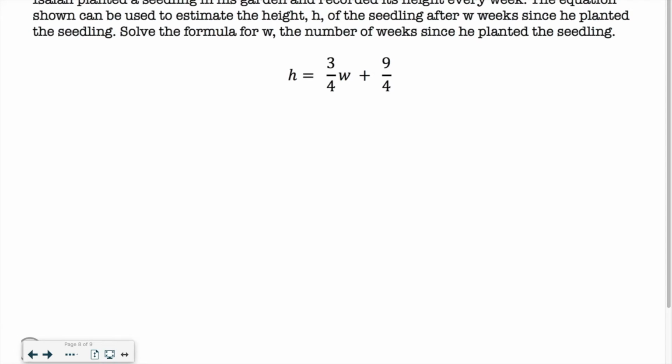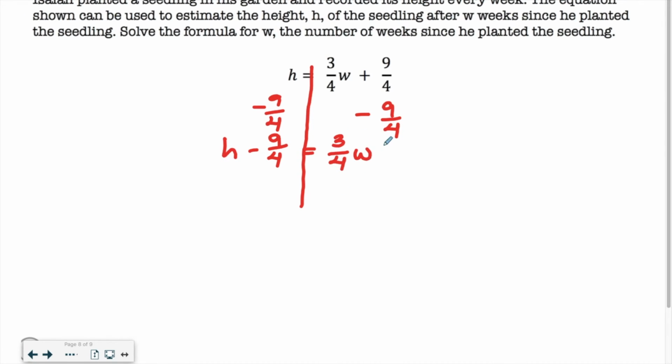And then the last question: Isaiah planted a seedling in his garden and recorded its height every week. The equation shown can be used to estimate the height h of the seedling after w weeks since he planted the seedling. Solve the formula for w, the number of weeks since he planted the seedling. So you're going to draw your line and we're going to solve for w. First thing we need to do is get rid of that 9/4. So you subtract 9/4 on both sides, leaving you with h minus 9/4 on the left and 3/4 w on the right. To get rid of this, you have to multiply by the reciprocal, which is 4 over 3.